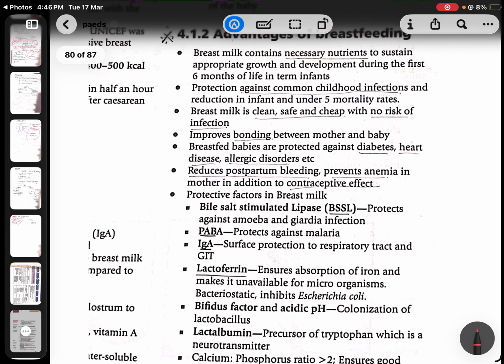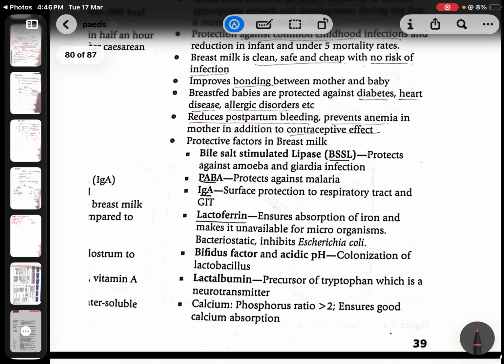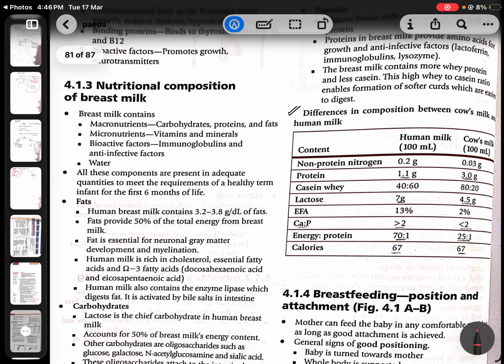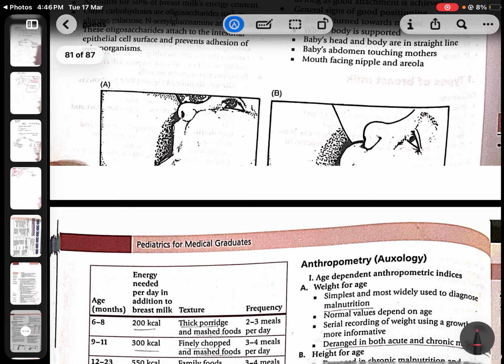Advantages of breast milk, again divided into mother and child, and while writing child, again divided into immunological factors and non-immunological factors, that is also nutritive factors, and then write. Okay, and then once they had also asked about composition, so I just mentioned that.